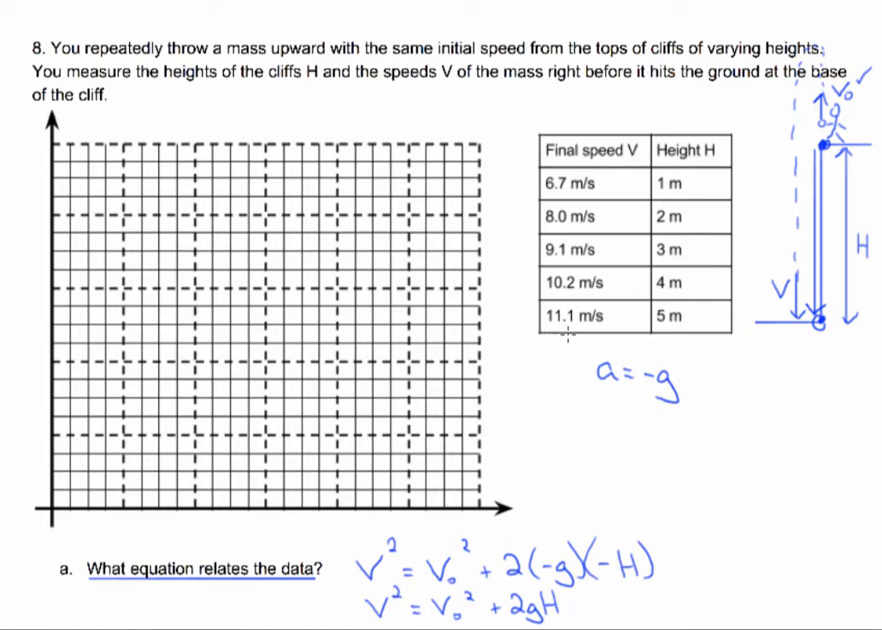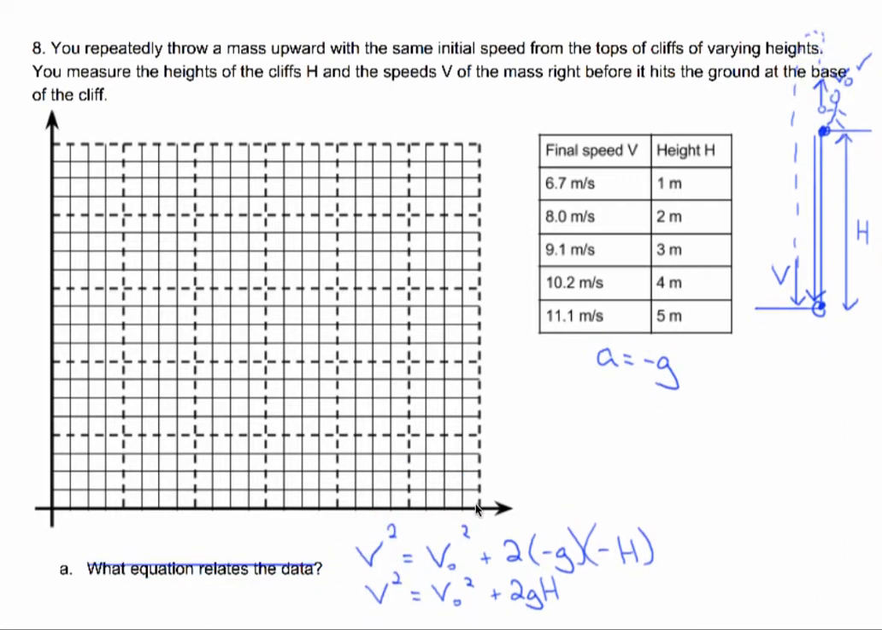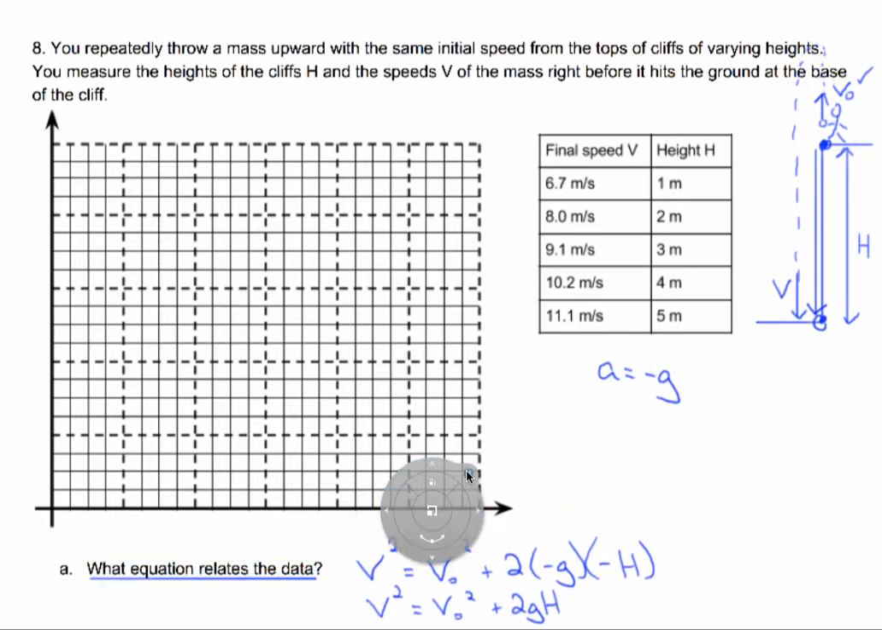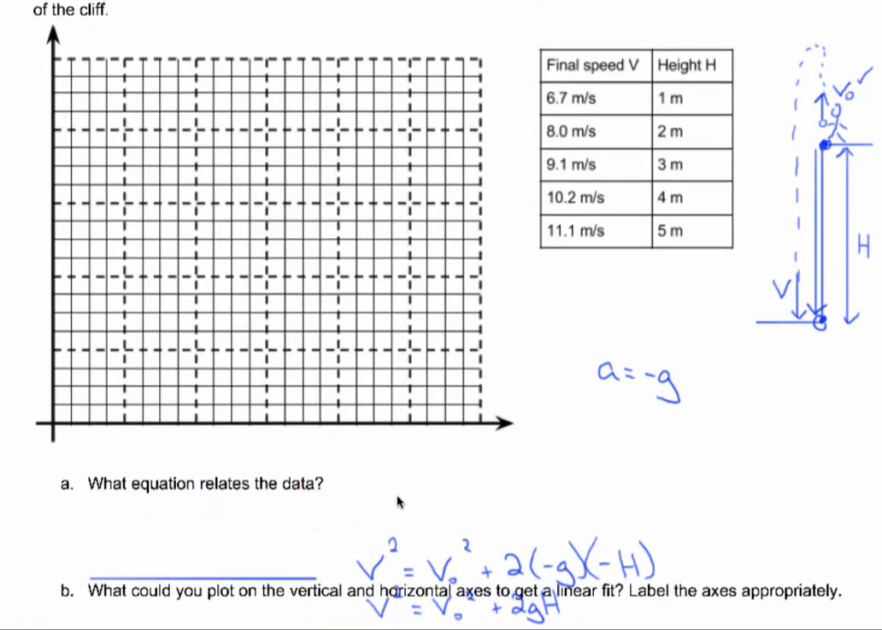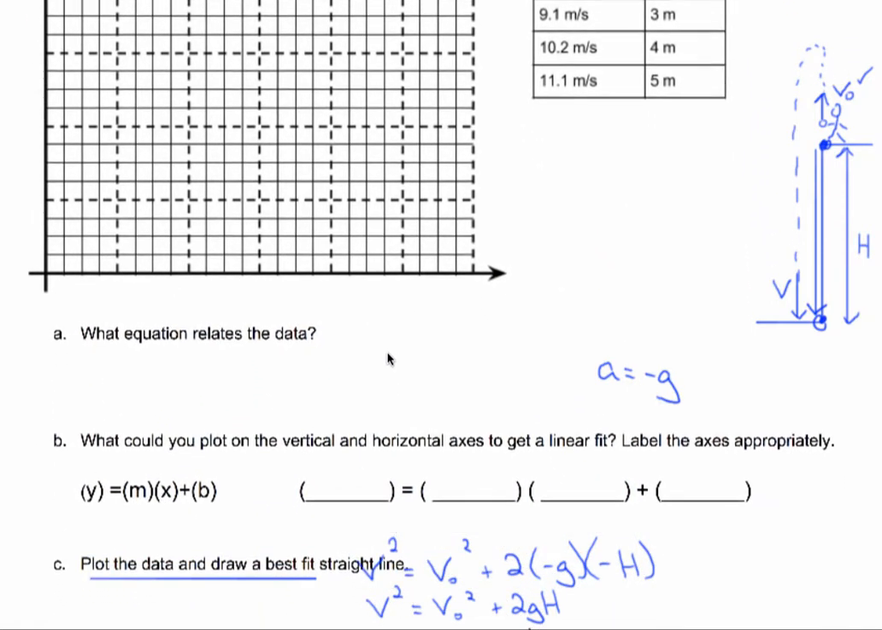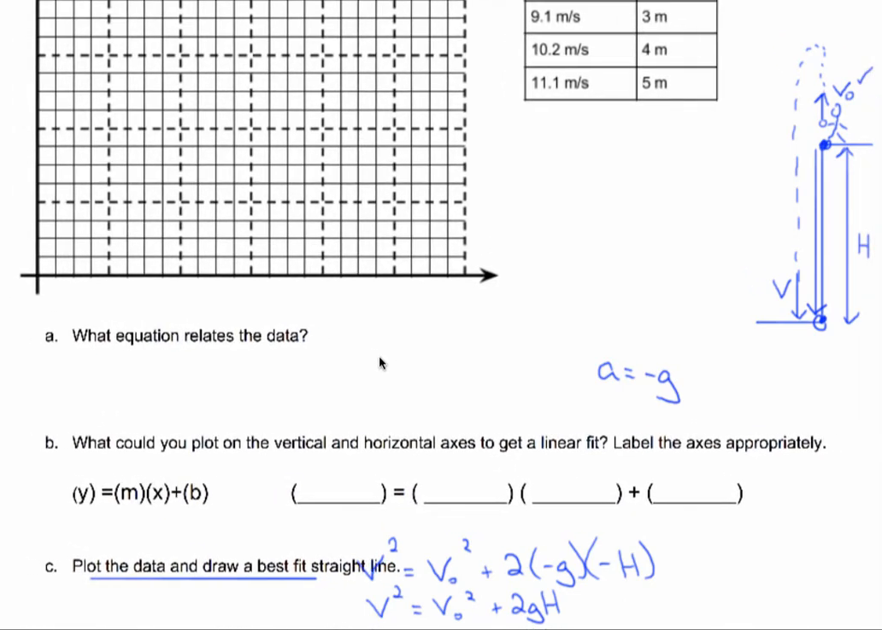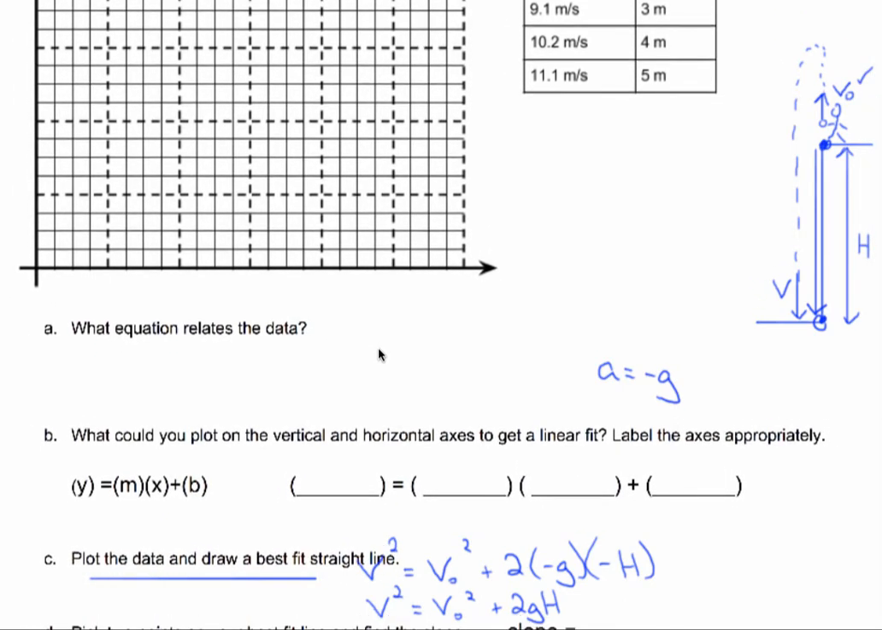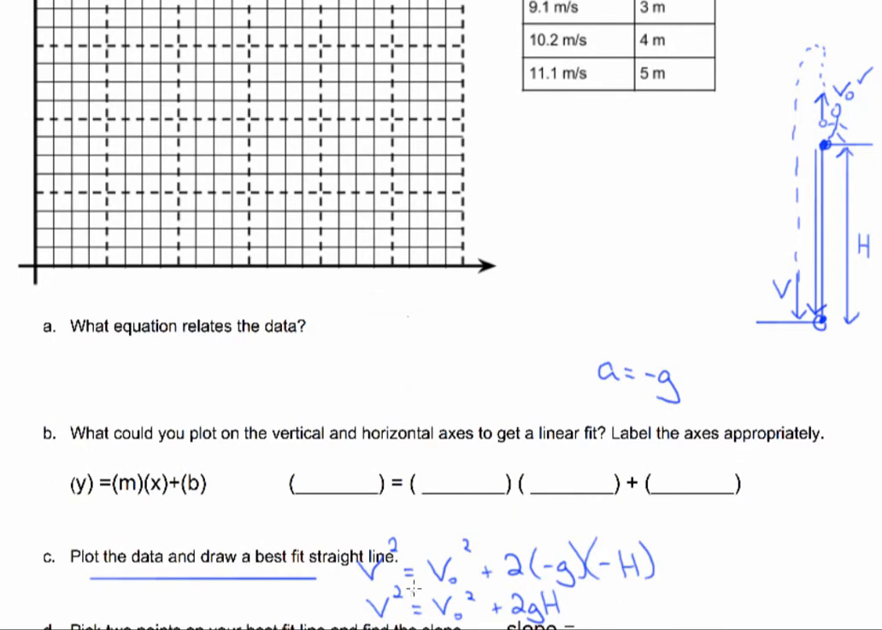So the next step is going to be to figure out, let me move this stuff down here. What could we plot on the vertical and horizontal axes in order to get a linear fit? So in other words, how could we plot this data so that we get something that looks like a straight line?